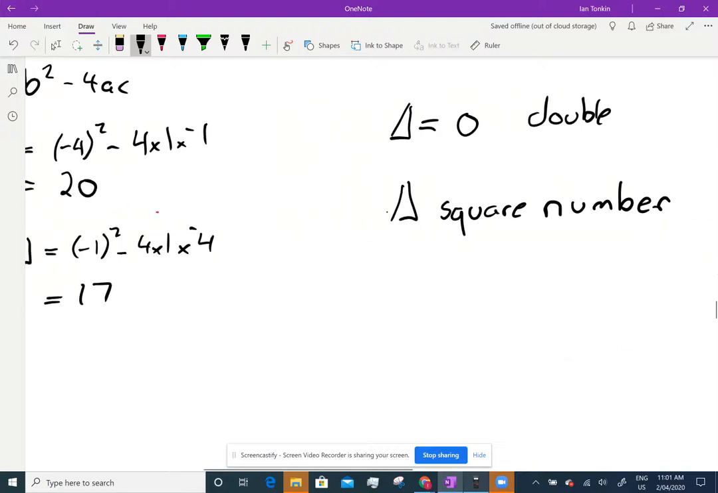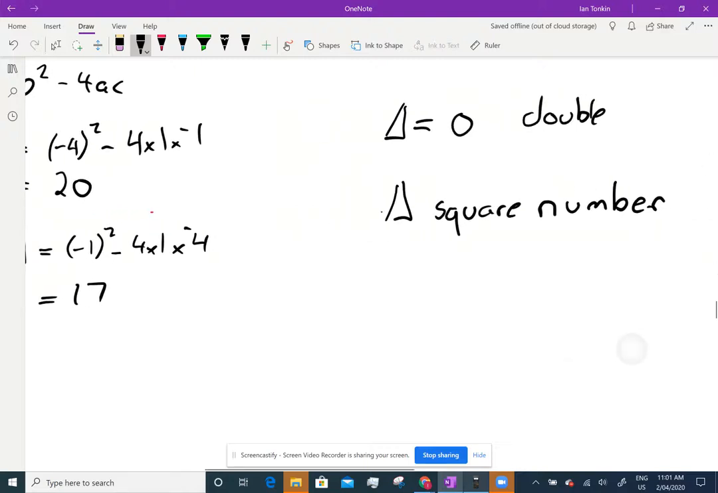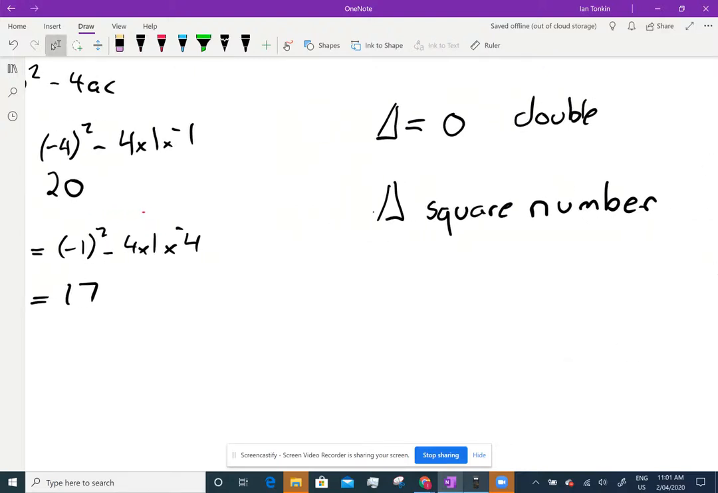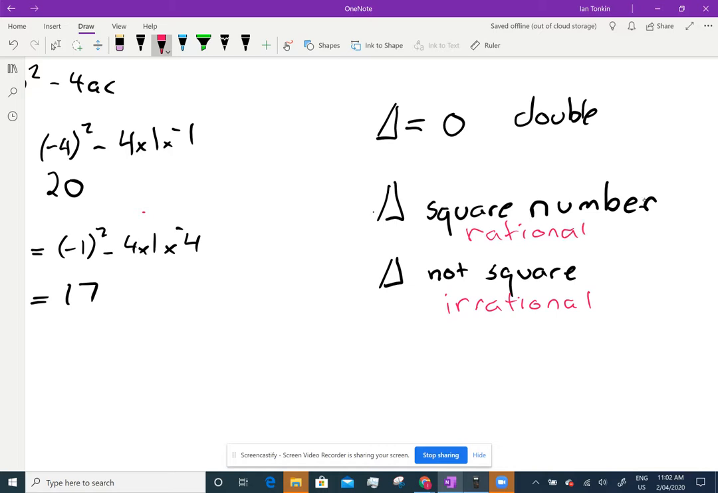Now, root 17 is not a square number. If it's not a square number, then the surd is going to stay, which means it will be irrational. And if it is a square number, well, it's rational. So this is irrational. It's 17, and it's not a square number.